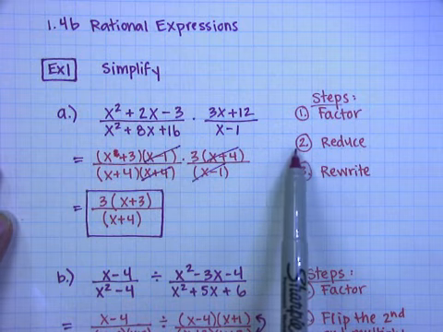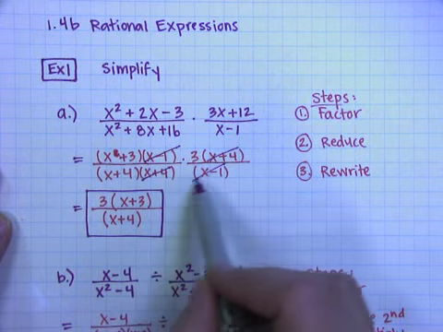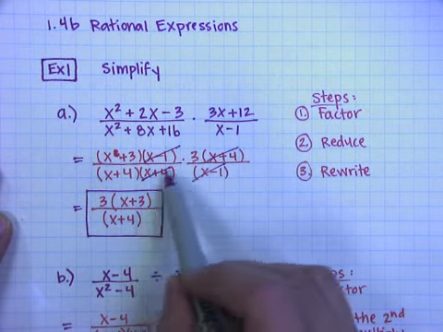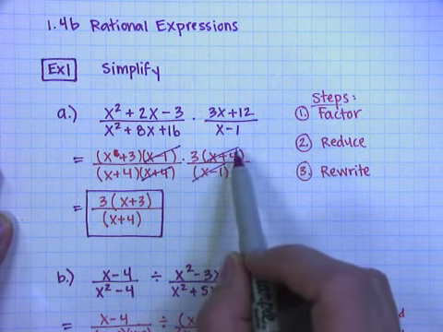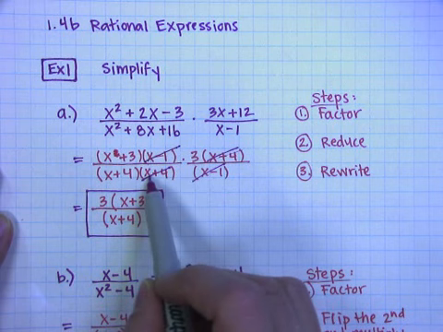And then after we factor, we're going to reduce. So if I have an x minus 1 on top and on bottom, I cancel it out. Same with the x plus 4. And you just cancel 1 for 1. So x plus 4 on top reduces with only one of the x plus 4s on bottom.